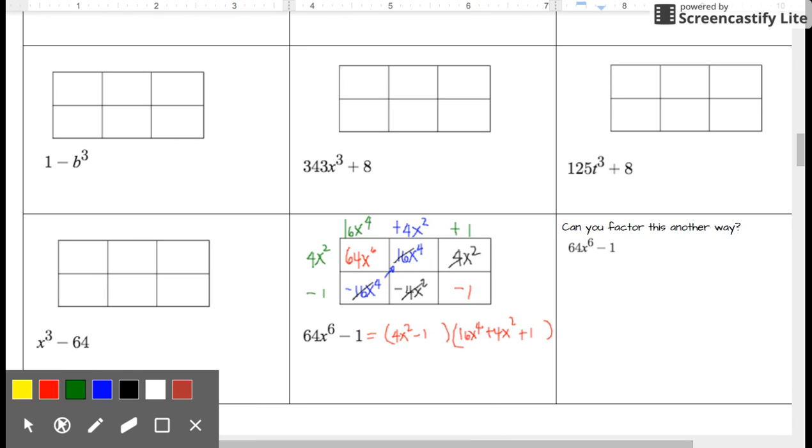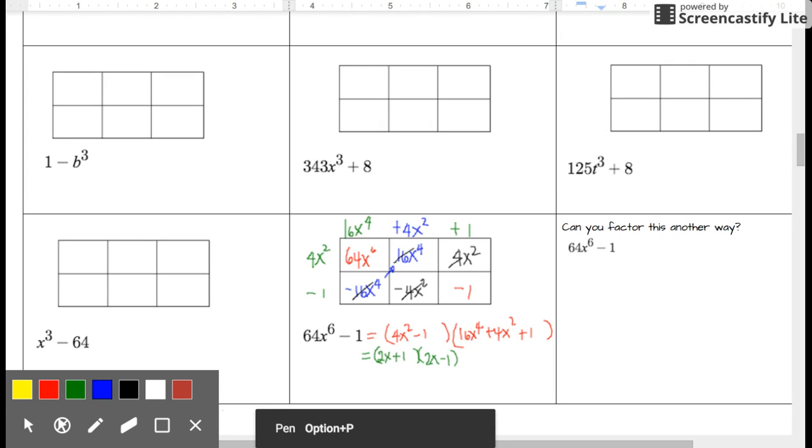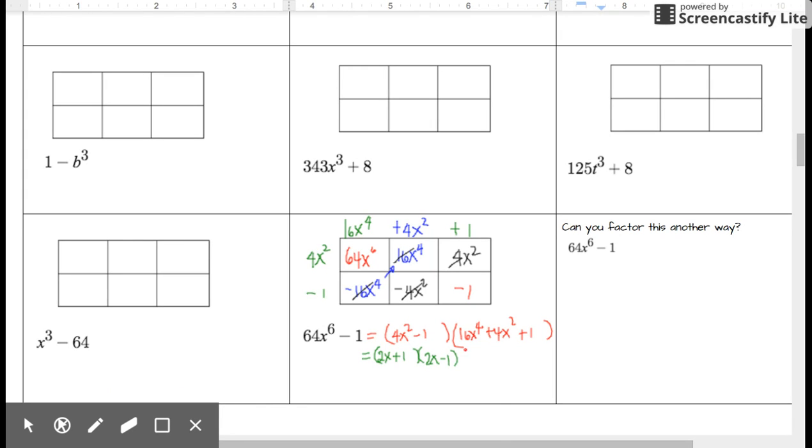But we notice that 4x squared minus 1 is a difference of 2 squares. So we can still factor this, and we know that the factors should be 1 sum and 1 difference. So we'll have here 2x plus 1 and 2x minus 1. So these are the factors of 4x squared minus 1. And we'll just bring down the trinomial factor, 16x to the fourth plus 4x squared plus 1. And then we're done factoring this. So we factored this as if it is a difference of 2 perfect cubes.